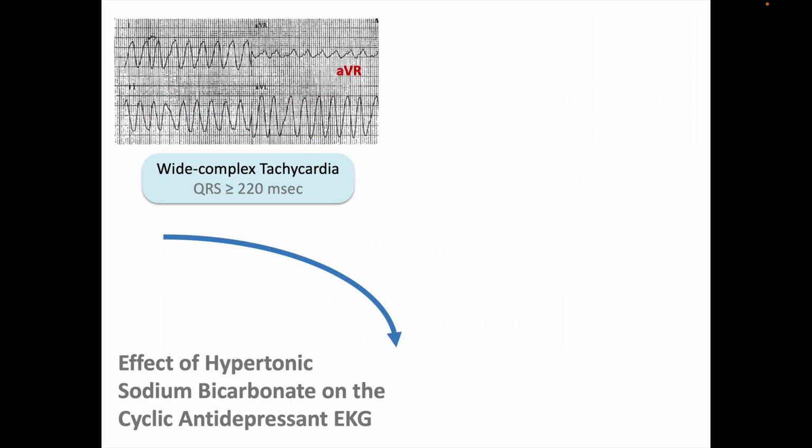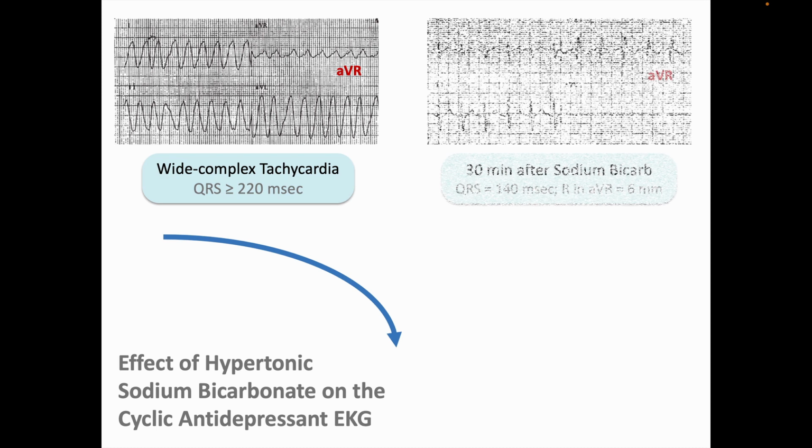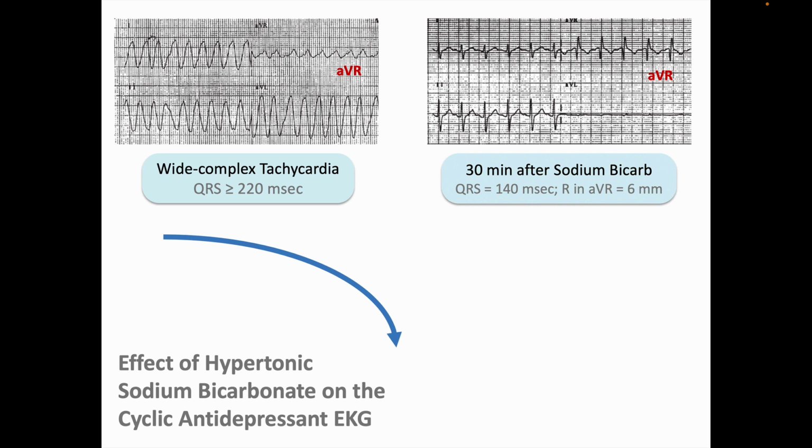Here's an example of what sodium bicarb can do. In the upper left is part of the EKG from a patient with severe cardiotoxicity from cyclic antidepressant overdose. This EKG is very abnormal, showing a wide complex tachycardia where the QRS duration is above 220 milliseconds, which looks just like VTach. 30 minutes after sodium bicarb, we see that the QRS has narrowed down to 140 milliseconds. Still notably long, but a whole lot better.